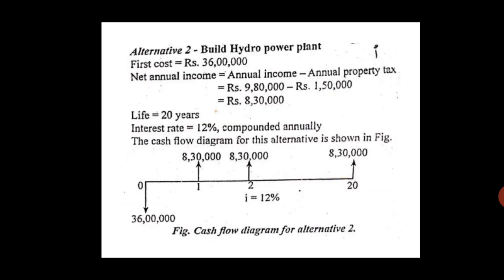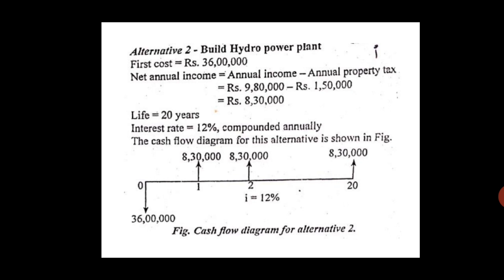So now the next alternative is the hydropower plant. Here the initial cost is 36 lakhs. The net annual income is annual income minus annual property tax. Annual income is 9,80,000 rupees, property tax is 1,50,000 rupees per year. So the net annual income is 8,30,000 rupees every year for 20 years. Life is 20 years. The interest rate I have again taken is 12% compounded annually.